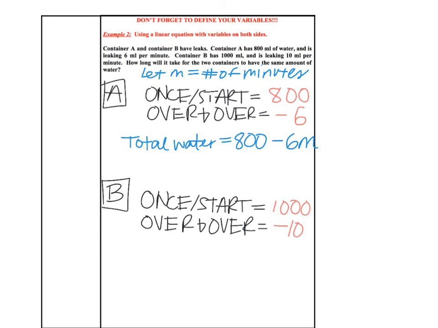And then you can write the same one for B. The total water would be equal to 1,000 minus 10M, because our starting value does not get a variable next to it. The thing that happens over and over is multiplied.